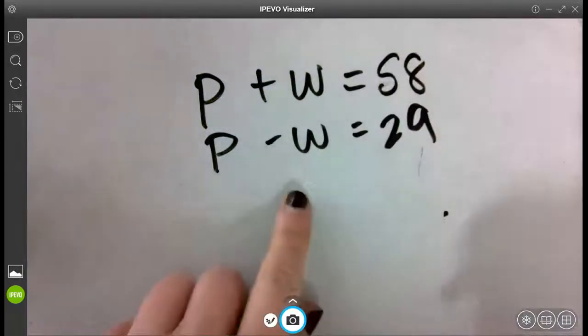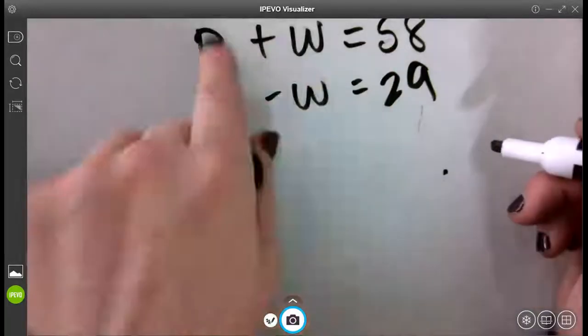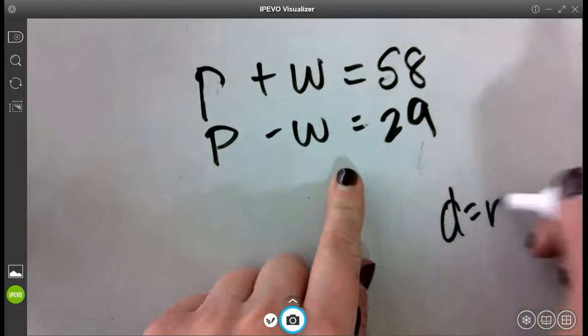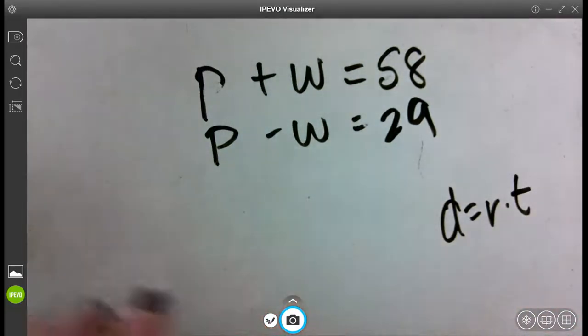All right. And then you can just solve this like normal. So the problem here was speed plus speed. You needed a rate. Distance, rate equals times. You had to figure that. That was the hard part of that. All right. So that is for 2 variable equations.